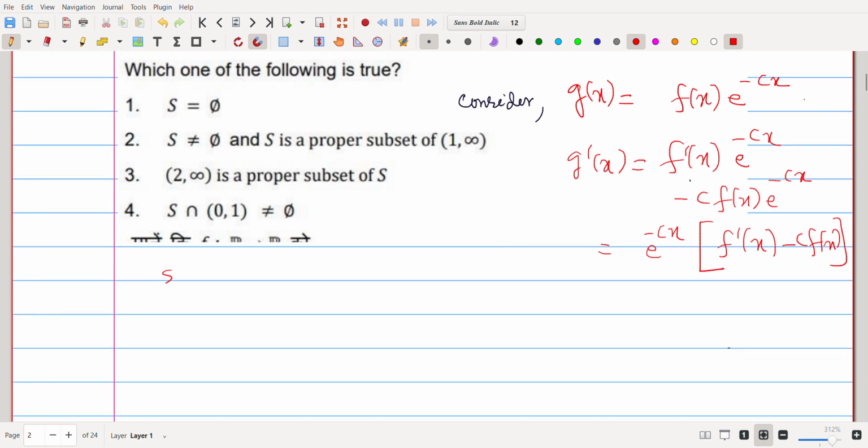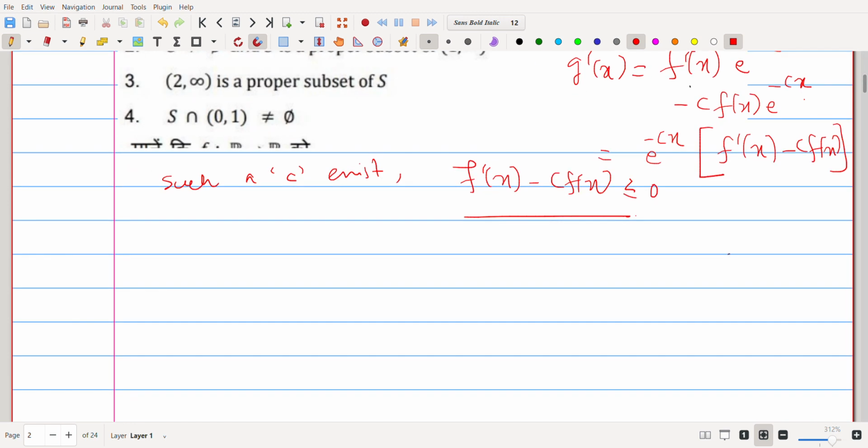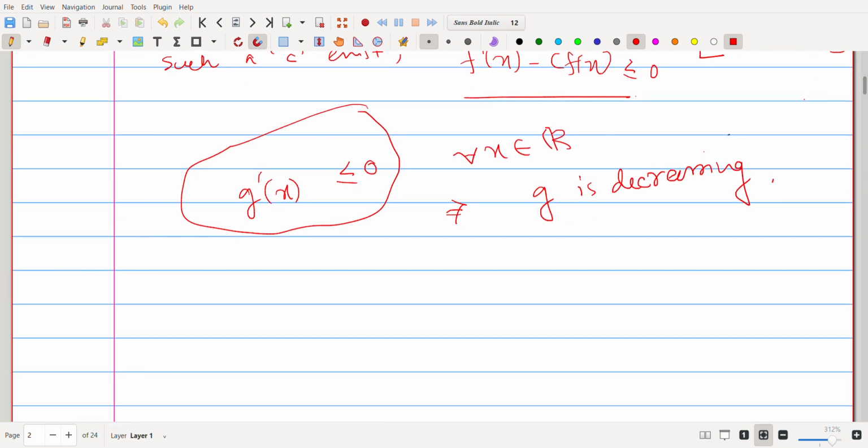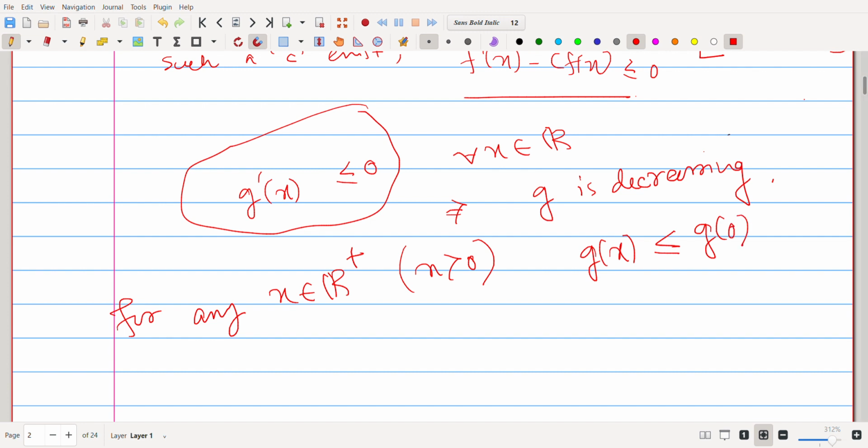Now we assume that such a c exists. Then f prime of x minus c f of x is less than or equal to 0, and e^(-cx) is greater than or equal to 0. That will imply g prime of x is less than or equal to 0 for all x belonging to R. And if g prime of x is less than or equal to 0 for all x, that implies g is decreasing. That means for any x greater than 0, g of x is less than or equal to g of 0.